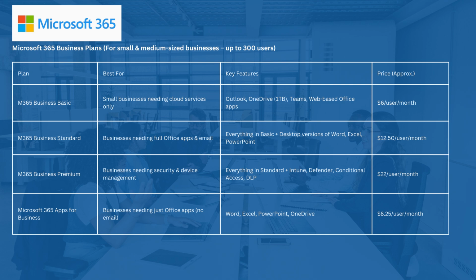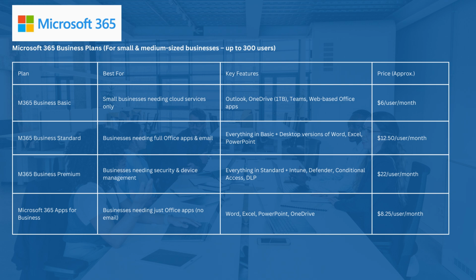The third one is M365 Business Premium and is suited for businesses needing security and device management. It includes everything in Standard plus Intune for device management, Defender for security, conditional access, data loss prevention. It costs $22 per user per month.